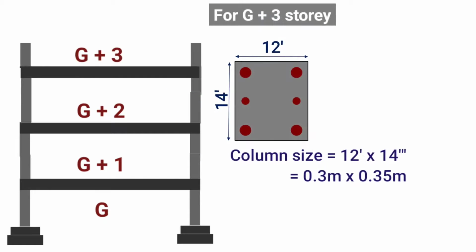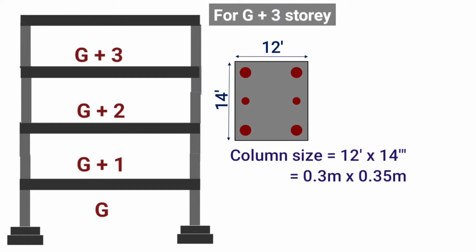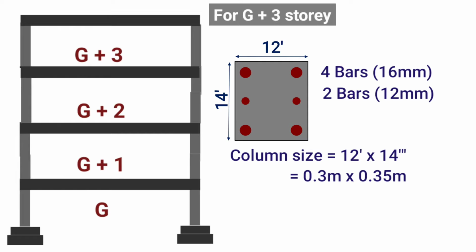The minimum column size for G plus 3 story should be taken as 12 inches into 14 inches or 0.3 meter into 0.35 meter. And we should provide a minimum of 4 number of steel bars of minimum dia 16 mm and 2 number of steel bars of dia 12 mm plus tie bars of size 10 mm spaced at 150 mm center to center.